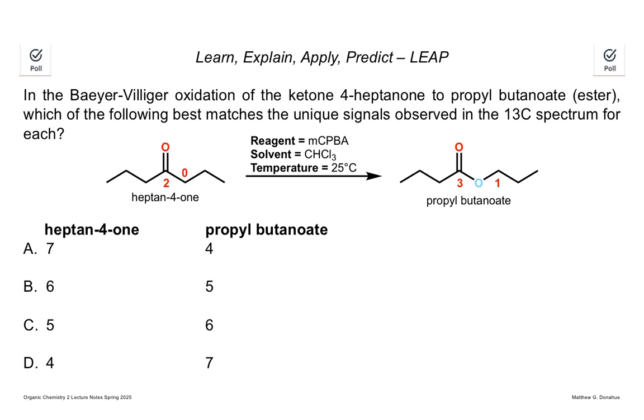So this question is asking us about the uniqueness sets. So the ketone, how many unique carbons does the ketone have? 4. And then the ester, how many unique carbons does that have? 7.